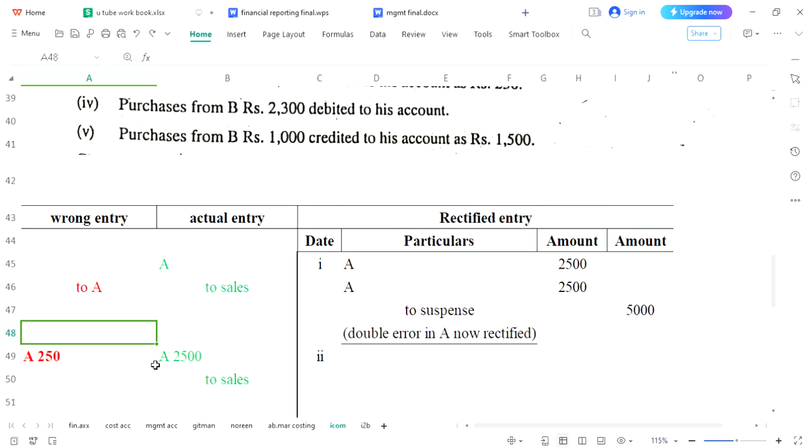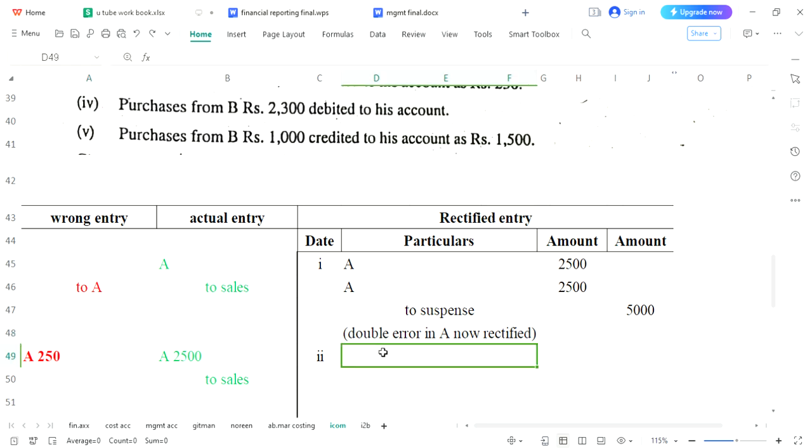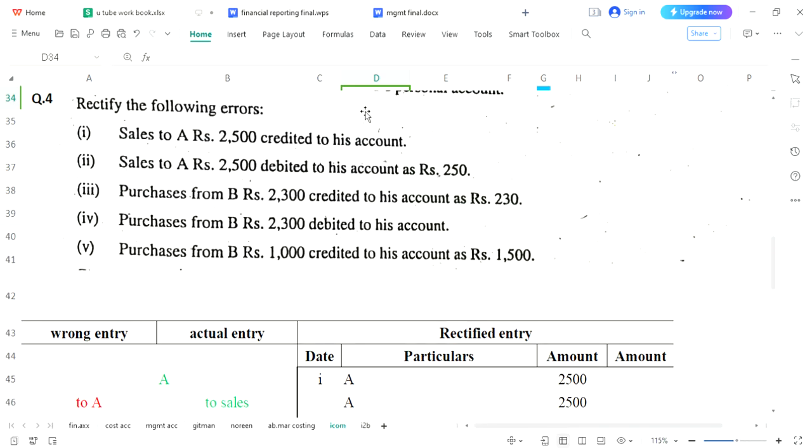In undercast, what do you do? You write at the same place. A was written on the debit side, so you will write A on the debit side as well because it is undercast. In undercast, you write on the same side. Now, the second very important point is again "his" is used.